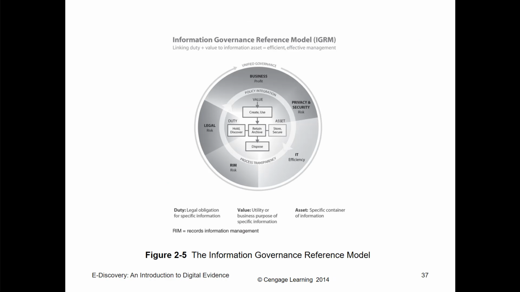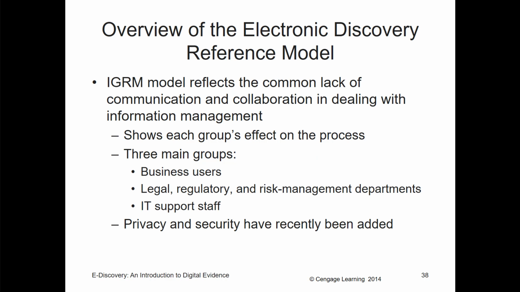Here is the IGRM model. The IGRM model reflects the common lack of communication and collaboration in dealing with information management. It shows each group's effect on the process. The three main groups are business users, legal, regulatory, risk management and compliance, and the third group is the support staff. Privacy and security have recently been added because they are a growing concern.